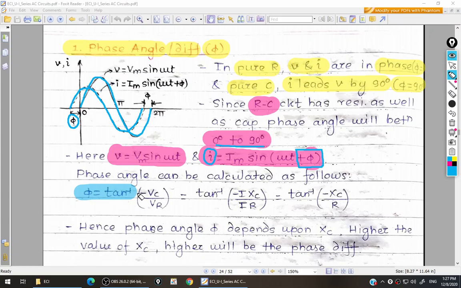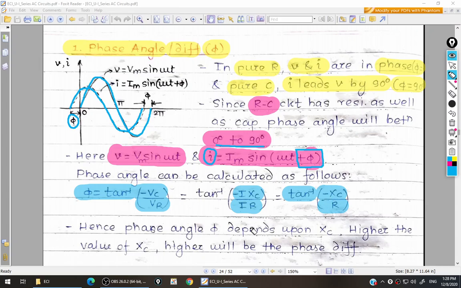So phi is tan inverse of minus Vc upon Vr, voltage across capacitance upon voltage across resistance. Vc is I into Xc and Vr is I into R. When we cancel I, our formula will be like this: the phase difference is tan inverse of minus Xc upon R. This minus sign indicates that voltage is lagging and current is leading.